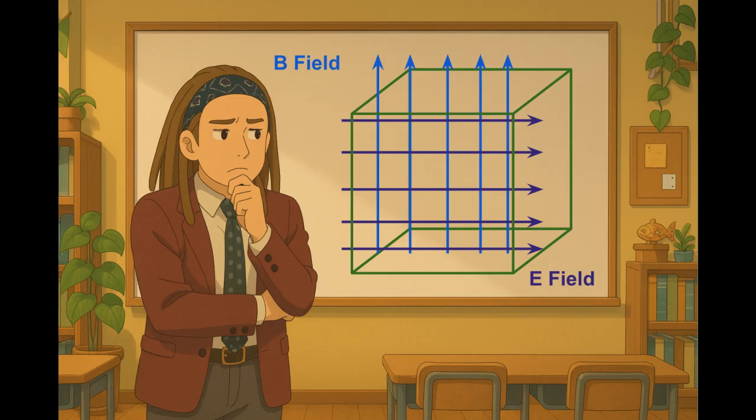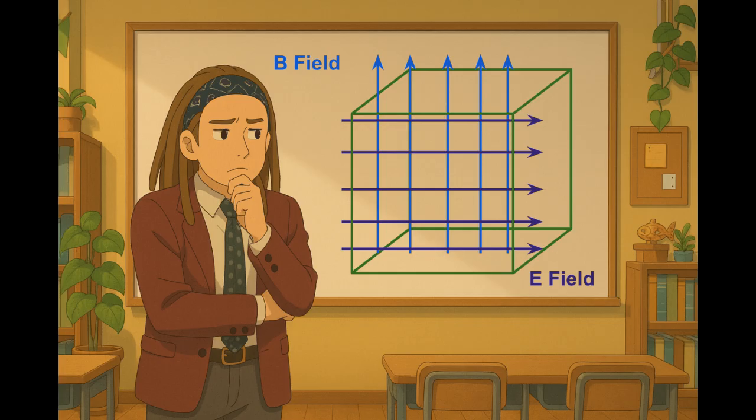Imagine a simple cubical box. Within this box, we have a magnetic field, let's call it B, that is uniform, meaning it has the same strength and direction everywhere inside. We also have an electric field, E, which is also uniform throughout the box.